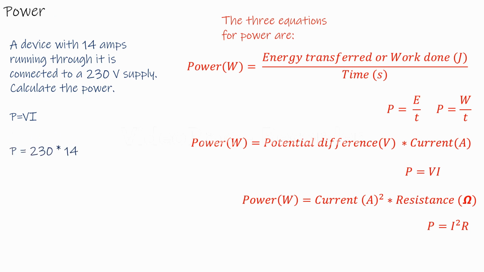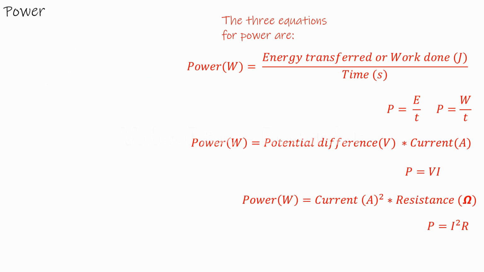It's really simple, this one. We're just going to substitute our values in, so we're going to have 230 for potential difference and 14 for our amps, and that will be 230 times 14, giving us a power of 3,220 watts. Remember to always write watts after you've got your answer, otherwise you may drop a mark.